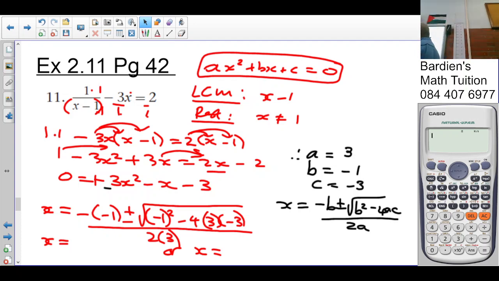Yes, I'm going to press SD, standard decimal. So it's negative negative 1, so I can just write 1, plus the square root of negative 1 squared, which is 1, minus 4 times 3 times negative 3, over 2 times 3, which is 6. That gives you an answer of 1,18. Otherwise, we change that plus to minus, and we get negative 0,84.